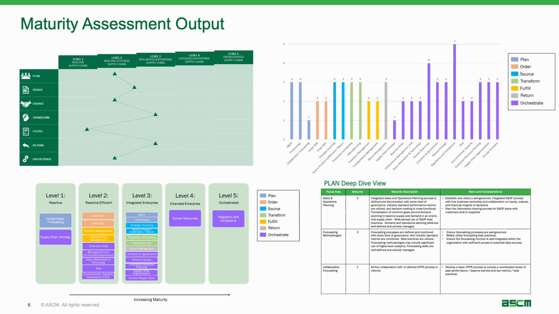The various outputs from the assessment are shown here. The outputs focus on maturity across SCORE process areas, as well as highlighting least mature and most mature processes, along with providing potential next steps. The output briefing is generally provided 2 weeks after completion of the maturity assessment.